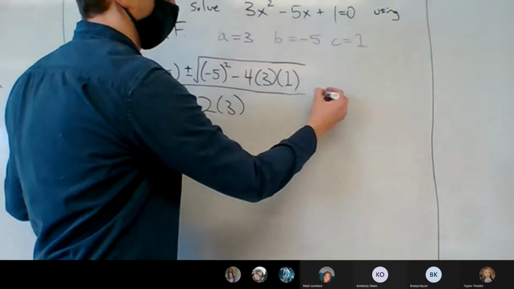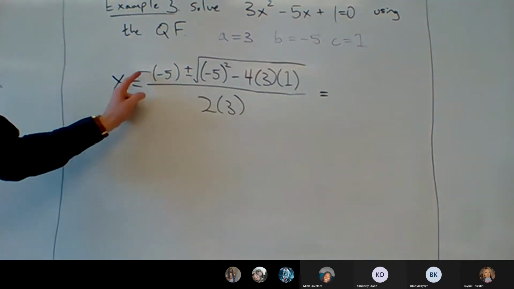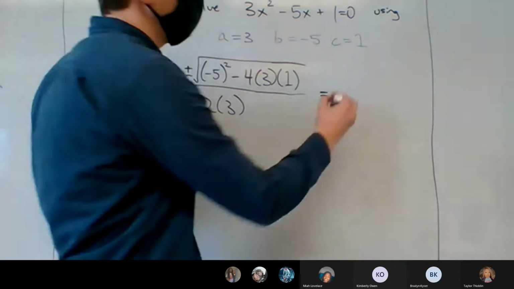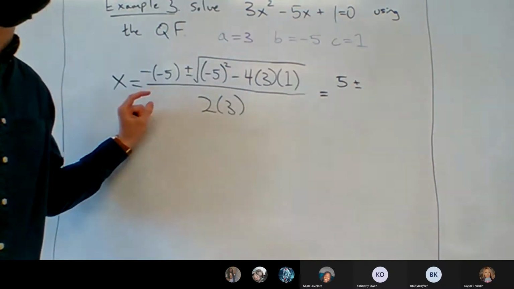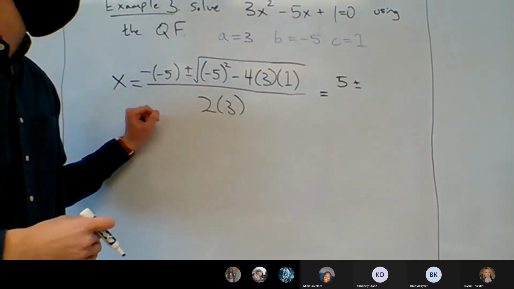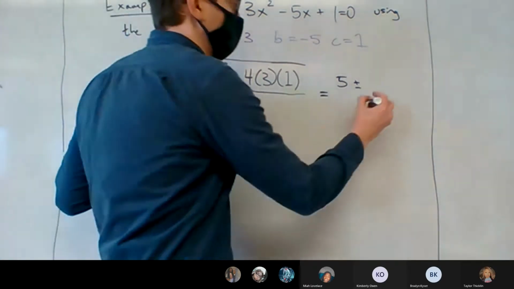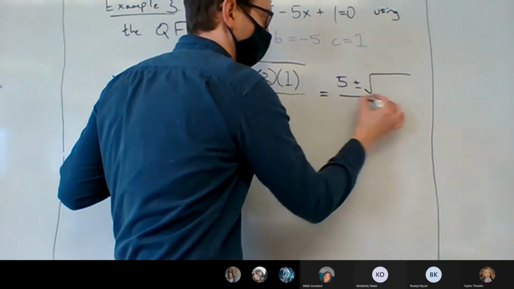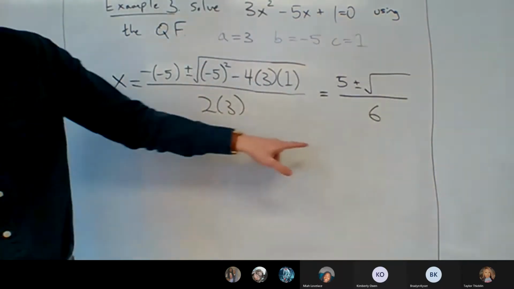Okay. Cleaning this up a bit, negative negative means positive. 5 plus or minus, again, I'm using that compact notation, writing both answers at once using the plus or minus thing. 5 plus or minus. Now, let me write the rest of what's going on here. There we go. Got the 2 times 3 in the bottom, yielding 6.